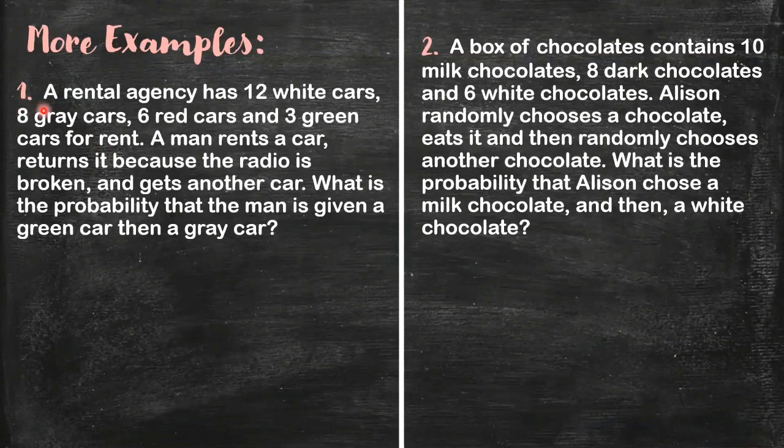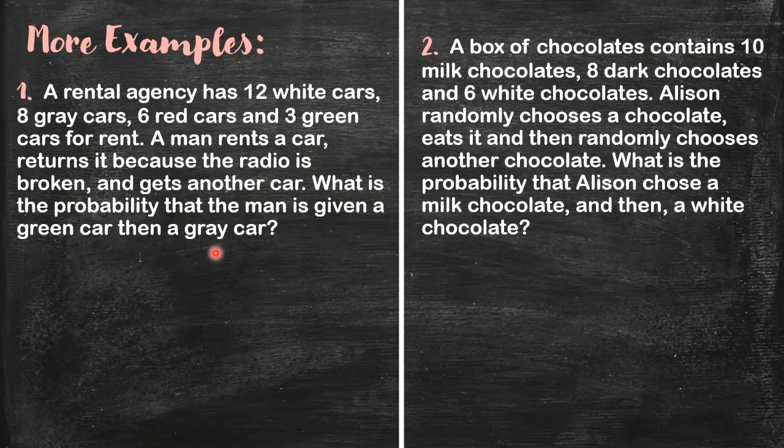Okay, this is the first problem. A rental agency has 12 white cars, 8 gray cars, 6 red cars, and 3 green cars for rent. A man rents a car, returns it because the radio is broken, and gets another car. What is the probability that the man is given a green car, then a gray car?